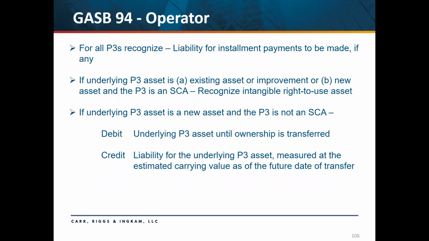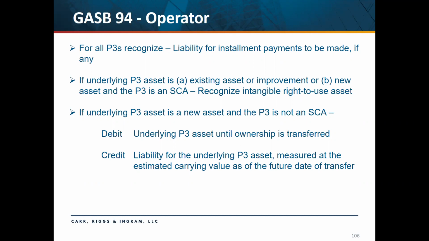The journal entries that would be made on the operator side, which is either going to be that public entity or private entity, that other party, is going to be for all P3s, recognize a liability for installment payments to be made, if any. If the underlying P3 asset is an existing asset or improvement, or if it's a new asset and the P3 is an SCA, recognize the intangible right to use the asset.